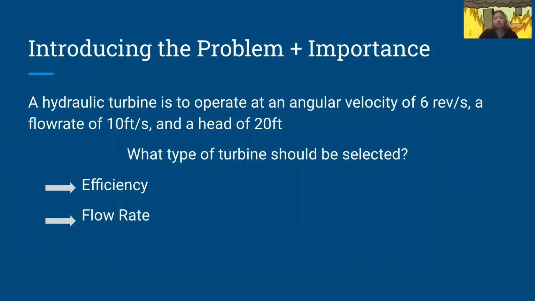Now we'll go on to solve a problem relevant to this chapter. Our problem is: a hydraulic turbine is to operate at an angular velocity of 6 revolutions per second, a flow rate of 10 feet per second, and a head of 20 feet. We're trying to solve for what type of turbine should be selected in this particular process.